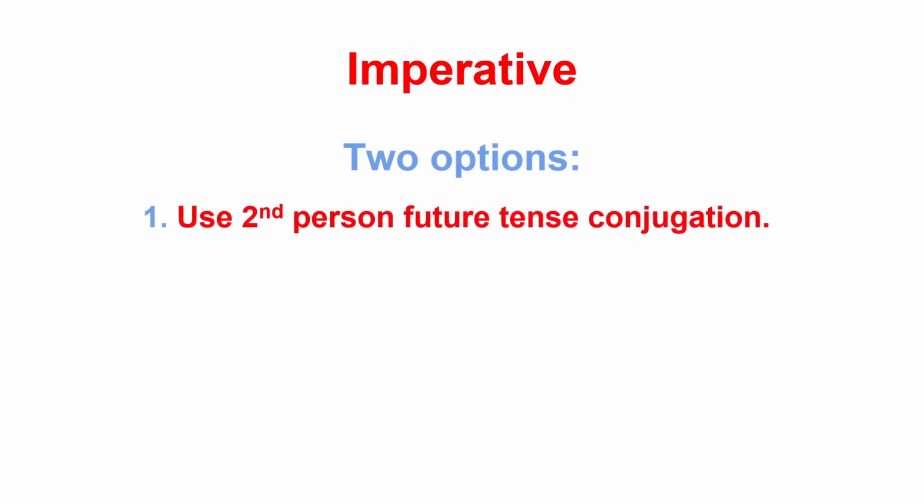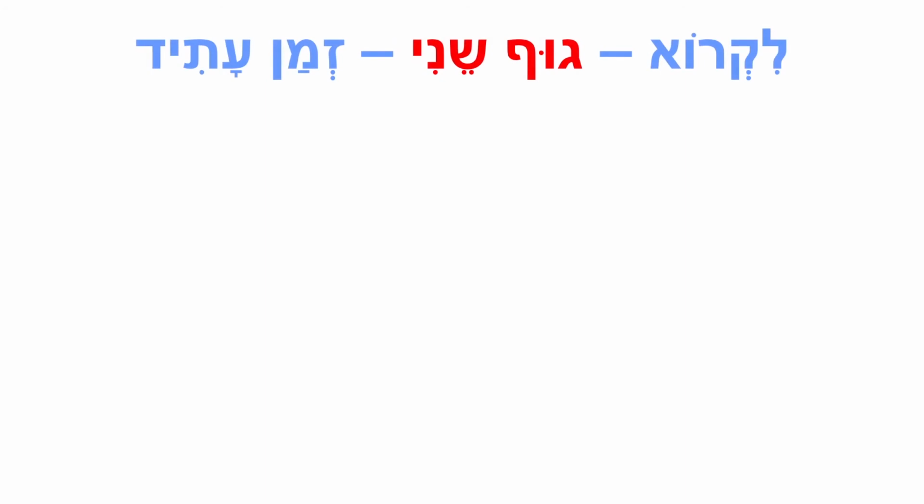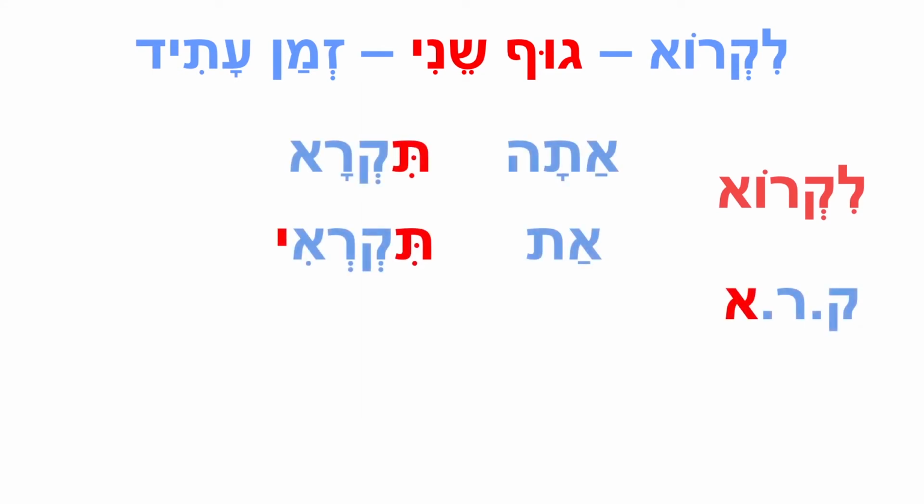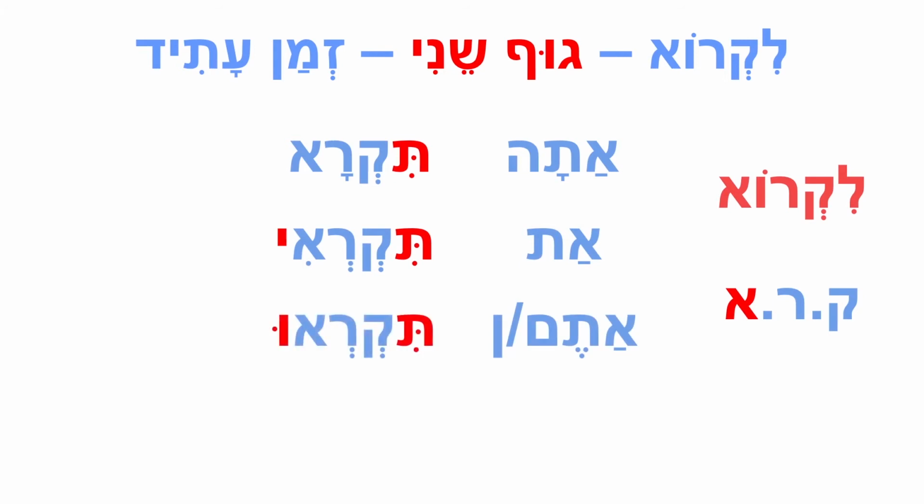Imperative. So in imperative we have actually two options. The first one is to use the second person future tense conjugation, or simply use the imperative conjugation of the verb. If we use guf sheni, which is second person in Hebrew, we'll take the conjugation from the future tense of the verb likro, which is ata tikra, at tikrei, atem aten tikreu. To make it imperative, we get rid of the personal pronoun, and when we are commanding a man to read or call, we'll say tikra, to a woman tikrei, and to a group of people tikreu.